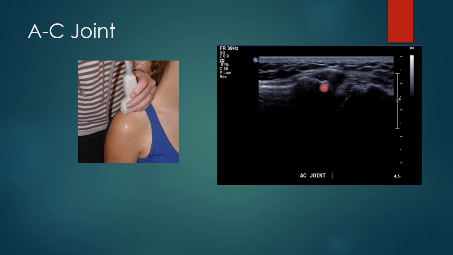Superiorly, we'll examine the AC joint for any effusions or osteoarthritic changes. Normally, we see a little bulge of the capsule, which is accepted and seen in all patients.